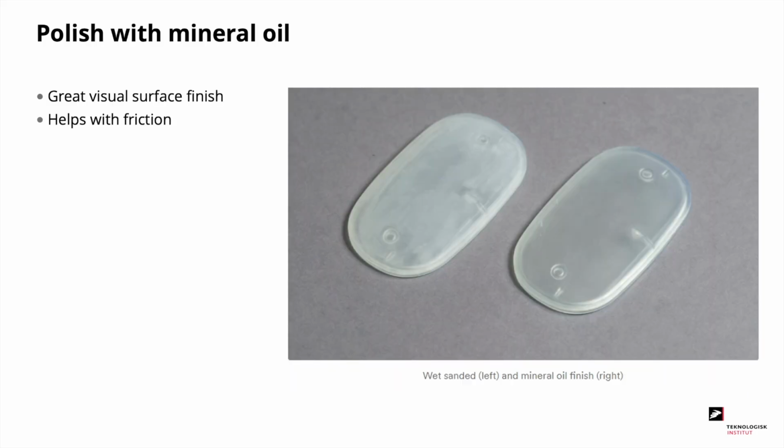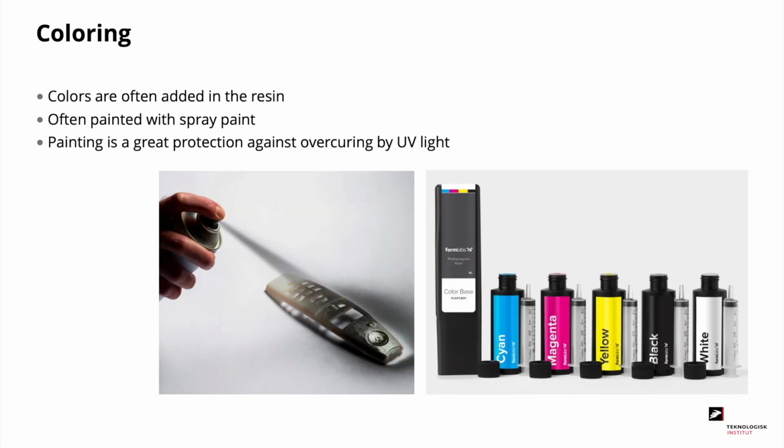After removing support marks, you can polish with mineral oil to hide the white spots from sanding. You also get a great visual surface finish from mineral oil, and it helps with friction. Finally, we have coloring. Colors are often added in the resin, but you can also paint the parts afterwards with spray paint. Painting is also a great protection against overcuring by UV light.